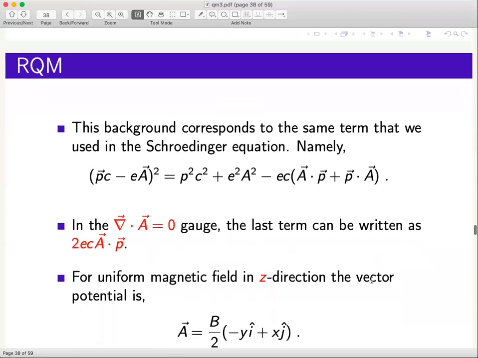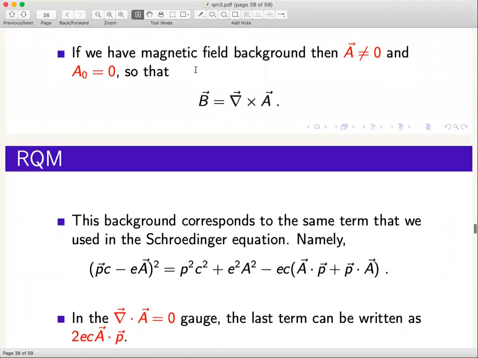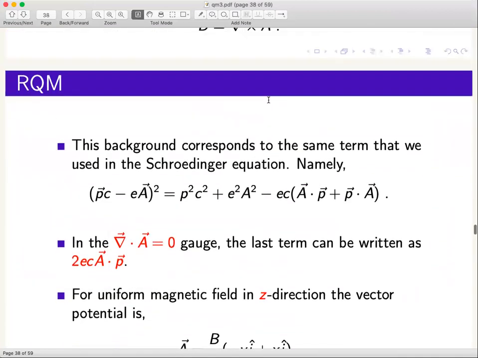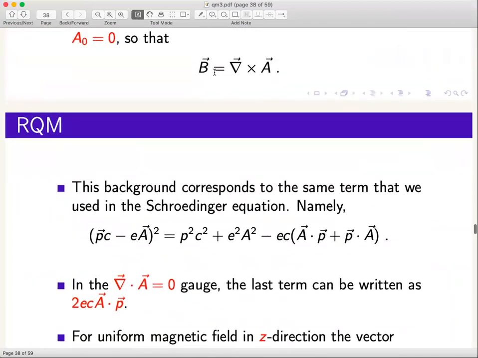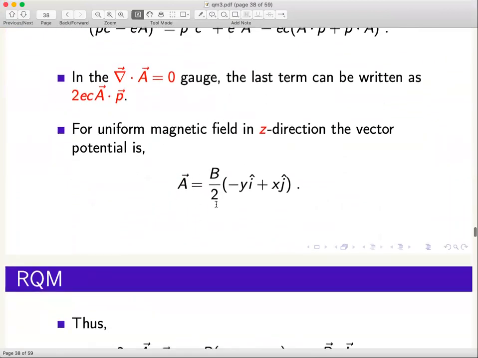Okay, fine. If you have a uniform magnetic field, say in the z direction, then the vector potential which follows from the curl equation, B is equal to curl of A, if B is a constant vector in the z direction, then you can write down the vector potential A to be B by 2 times (minus y i hat plus x j hat). Okay, fine.